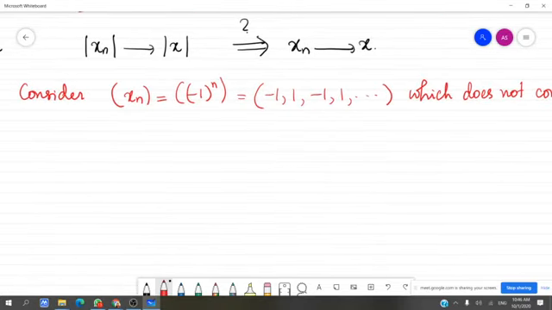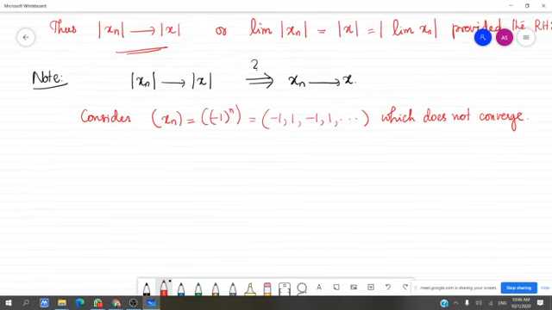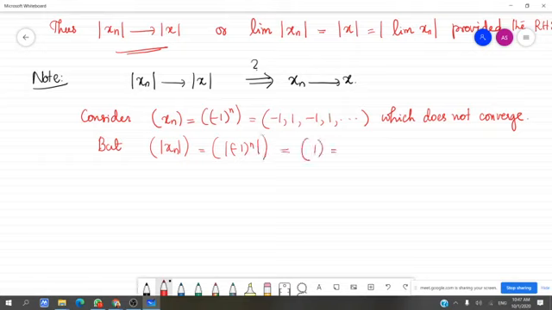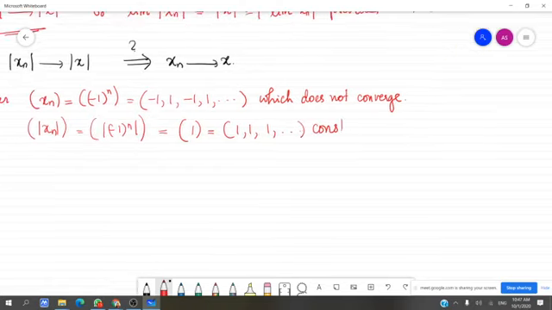It's a bounded sequence, but it has more than one limit point, so it doesn't converge. Now, if we consider modulus of xn, it is modulus of minus 1 raised to n. Modulus of minus 1 raised to n is 1 for any n. So we will get the constant sequence 1, which is a constant sequence which is convergent.